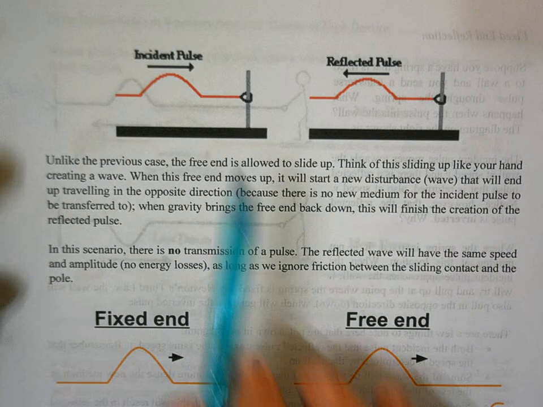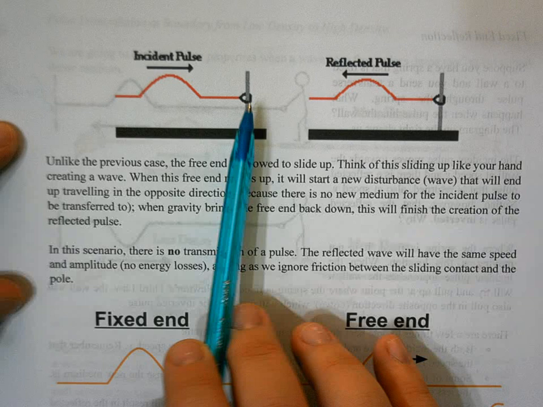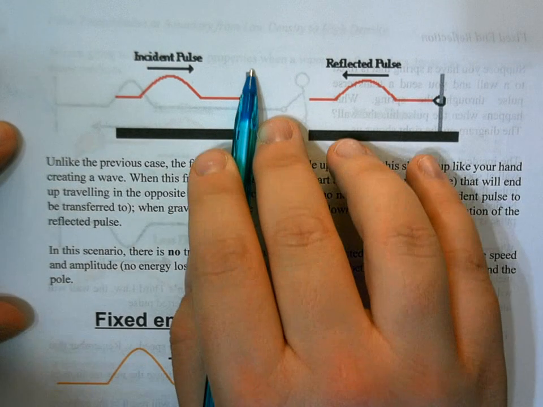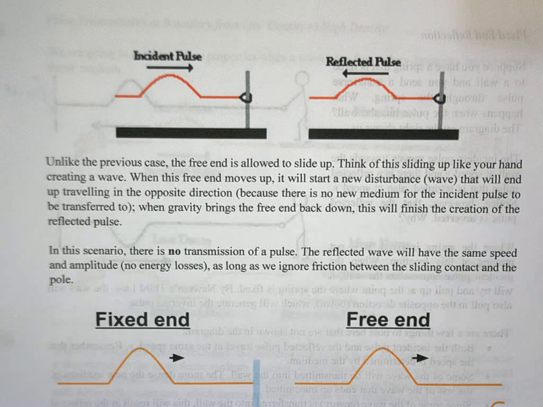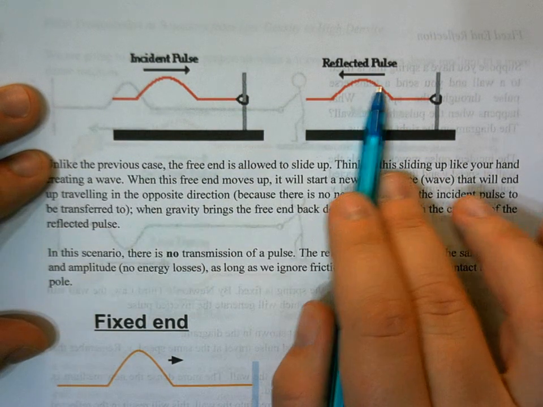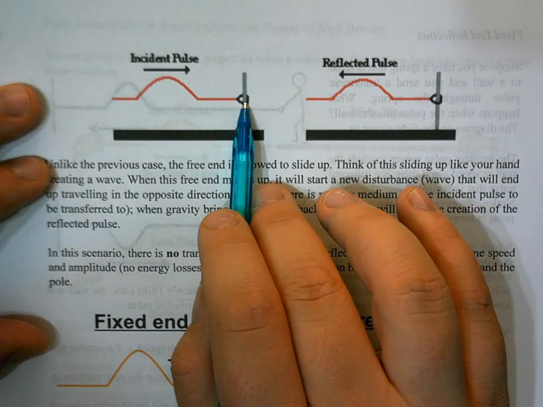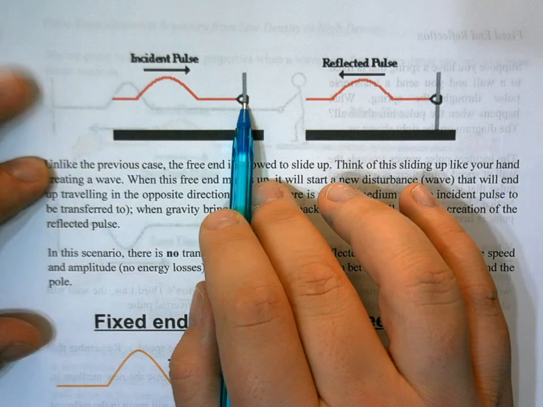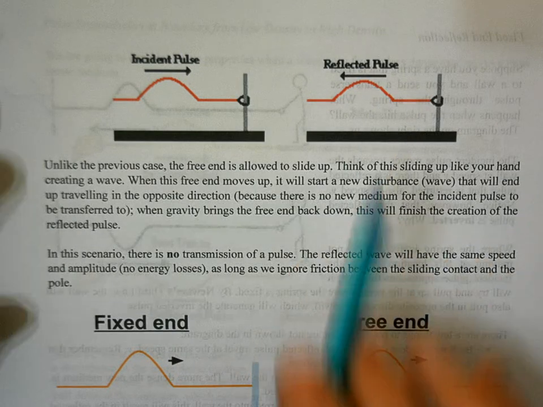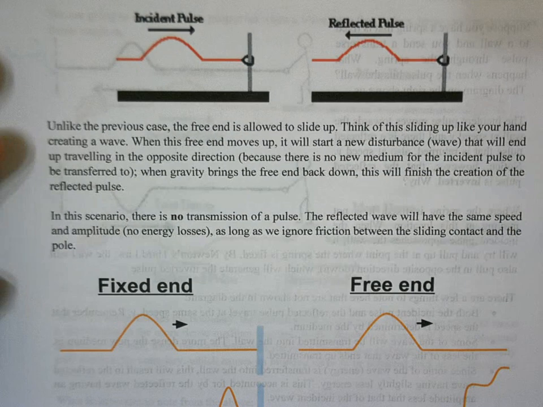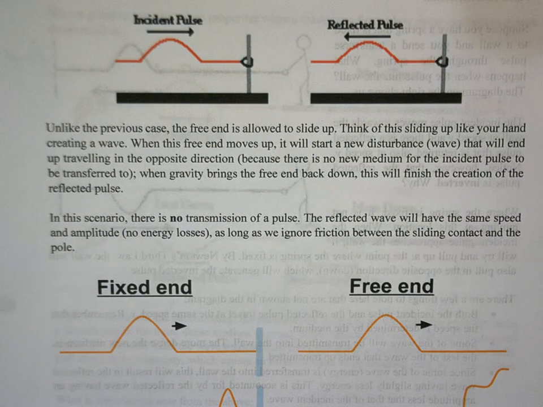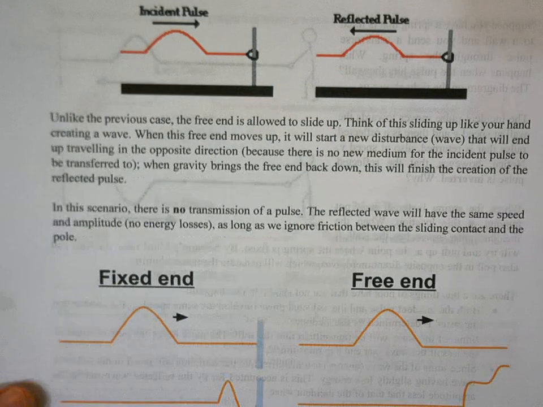The reason for that is that once this wave gets here, this free end is going to slide up and back down. It's going to kind of mimic the hand movement. So when it goes up and back down, it's going to generate this reflected pulse that's upright, just because the movement of this free end, now that it can move, is going to mimic the pulse exactly. The only difference is we're going to send it in the opposite direction. And again, the speeds of these two pulses should be exactly the same because they're in the same medium.